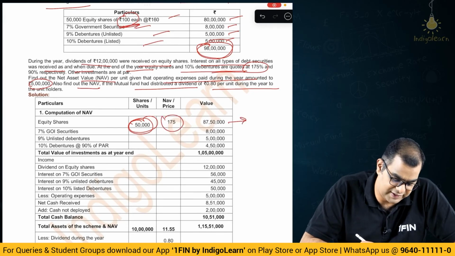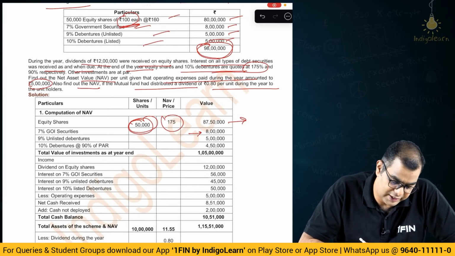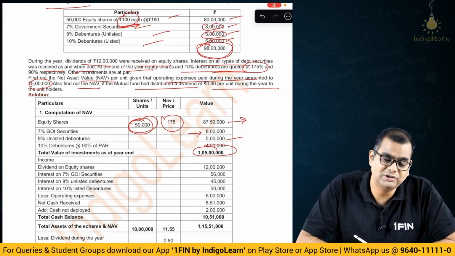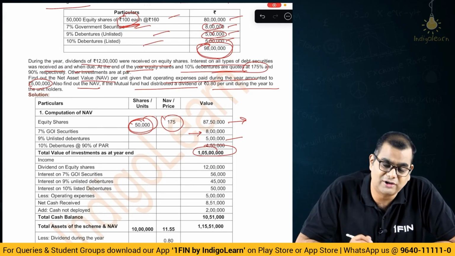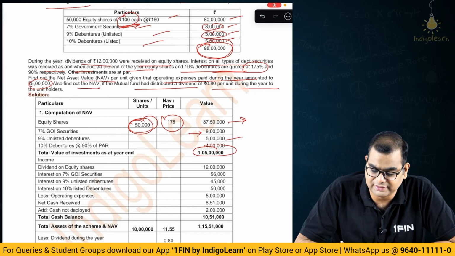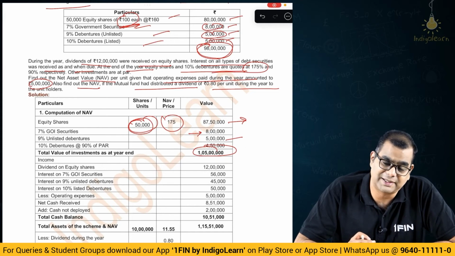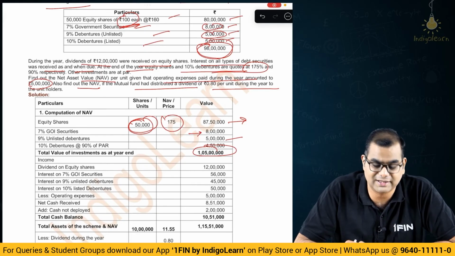Now, equity shares: you have 50,000 equity shares, at 175, which is 87.5 lakhs. Then you have government securities, which are quoted at 90%, and 10% debentures are quoted, okay. Government securities are 8 lakhs, debentures are 5 lakhs, and this 5 lakhs of unlisted debentures are quoted at 4,50,000. So the total value of investment at the year end is 1 crore 5 lakh. Now, these are the assets. You also have to add any incomes, subtract expenses, fees and arrears, add arrears income and all of that.